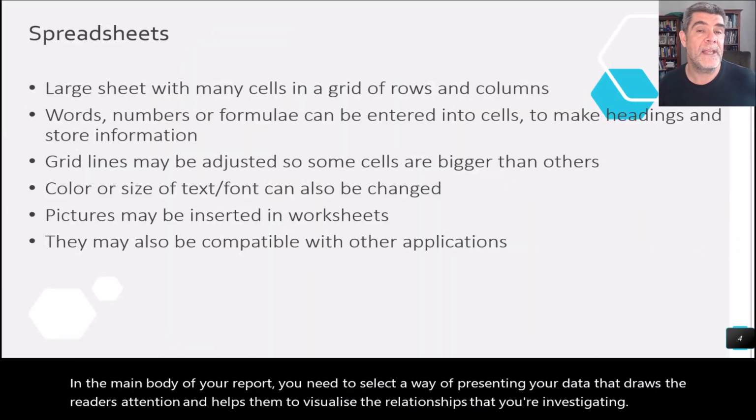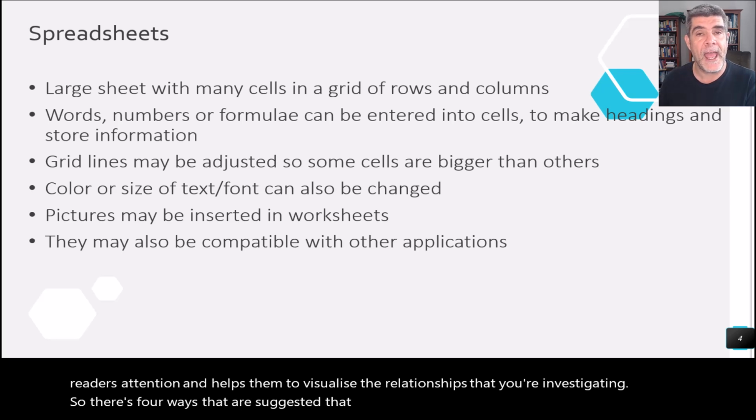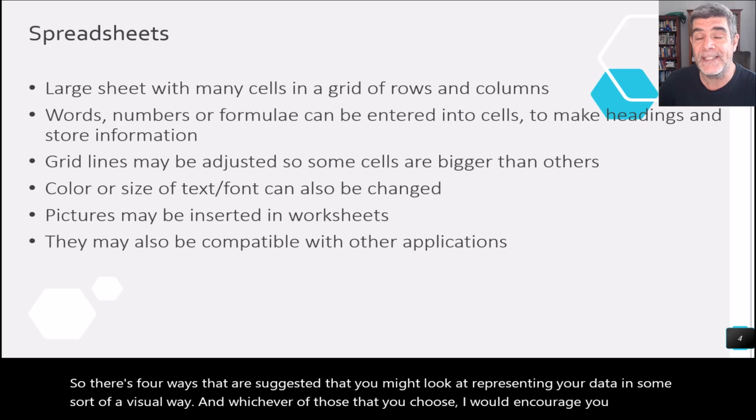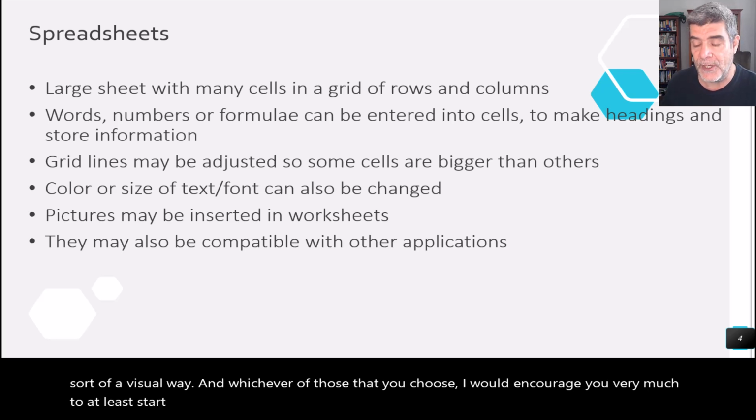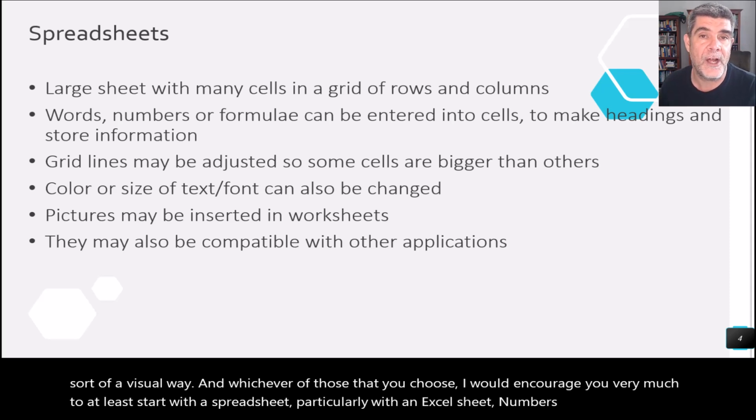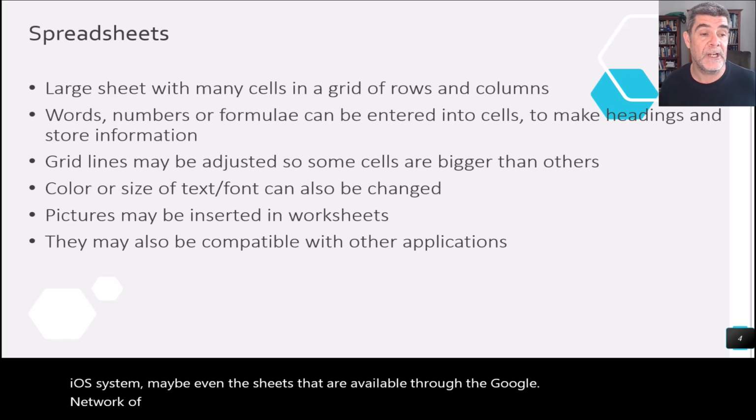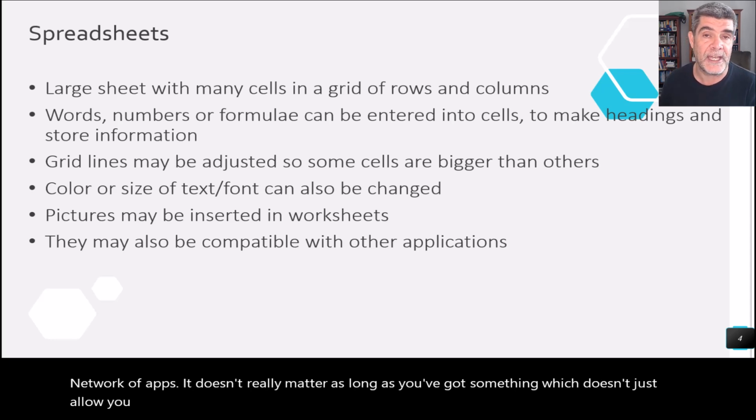So there's 4 ways that are suggested that you might look at representing your data in some sort of a visual way. And whichever of those that you choose, I would encourage you very much to at least start with a spreadsheet, particularly with an Excel sheet, Numbers if you're using an iOS system, maybe even the Sheets that are available through the Google network of apps. It doesn't really matter as long as you've got something which doesn't just allow you to store the data, but also allows you to do some manipulation with it.